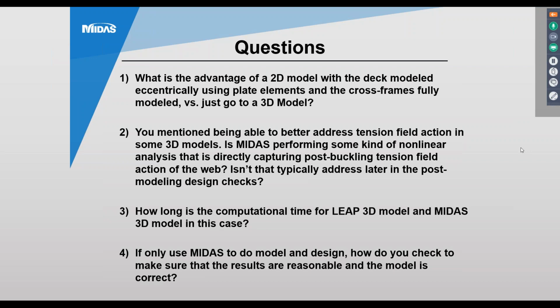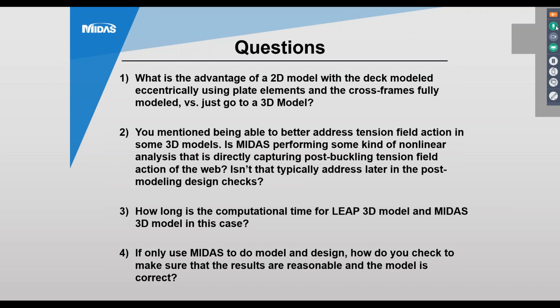Okay, sure. So what is the advantage of a 2D model with the deck modeled concentrically using plate elements and the cross frames fully modeled versus going to a 3D model? So there's two things there. The 2D with the plate elements is going to allow you to get explicit design checks, code checks out of it. That full 3D all-plate model, you cannot get code checks out of. That's a big pain to go through, and then you'd have to manually calculate all your own code checks at each point of interest.